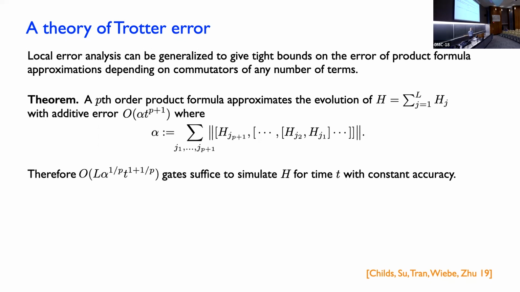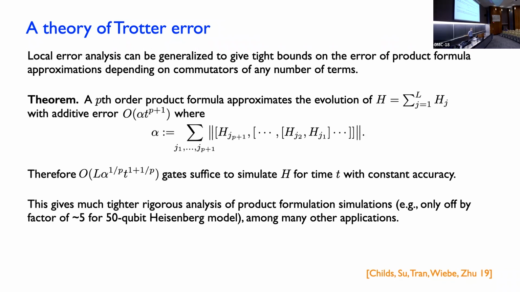And so these bounds give you better control on the error in these product formulas, in terms of this parameter alpha, which allows you to get much tighter rigorous analysis of product formula simulations. So for example, if you compare to the empirical behavior of these formulas for spin models with tens of spins, you can show that the error estimates you get from this that are totally analytical are really only off by a factor of a few, like 5 or so, for these systems. So they give you much tighter error bounds that show you that these product formulas actually perform quite well in practice.